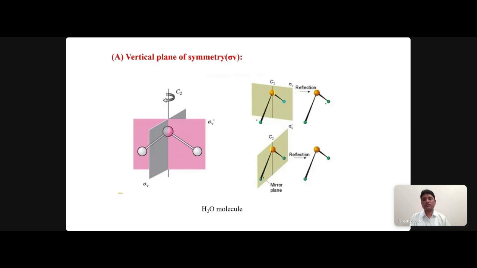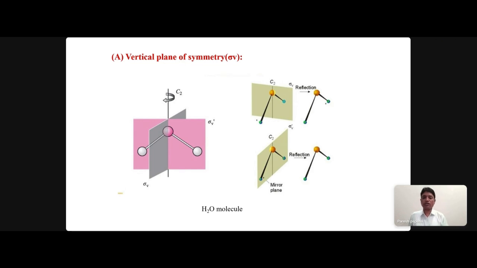Now, the first one is the vertical plane of symmetry. It can be symbolized by sigma v. Now, what is a vertical plane of symmetry? If the plane is parallel to the main principal axis, that type of plane of symmetry can be recognized as a vertical plane of symmetry. So dear participant, if the main principal axis is parallel to the plane, that type of plane of symmetry can be recognized as a vertical plane of symmetry.